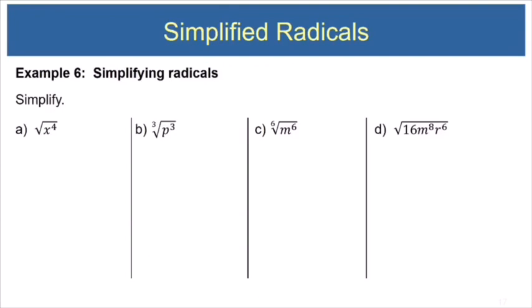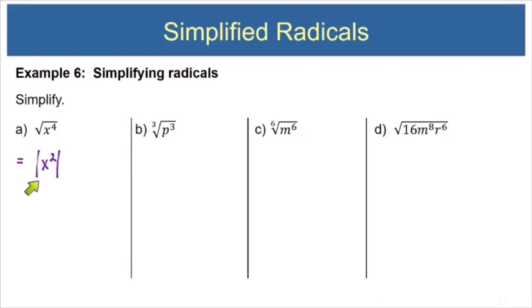So let's start out in part A looking at square root of x to the fourth. So first of all, we need to notice that we're doing an even root, so we are going to need the absolute value bars. So now we need to ask ourselves, what is a number that when you raise it to the second power, you get x to the fourth? Well, x squared to the second power would be x to the fourth. So we're going to have x squared inside the bars. So now we have absolute value of x squared.